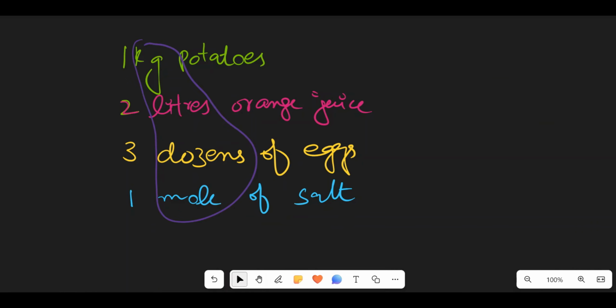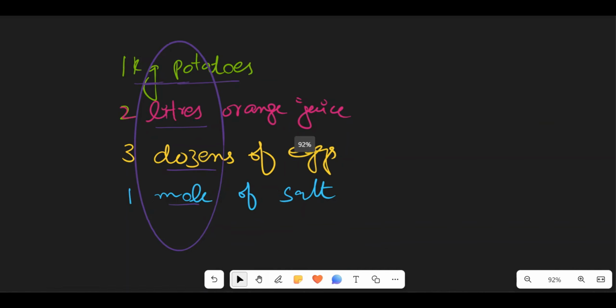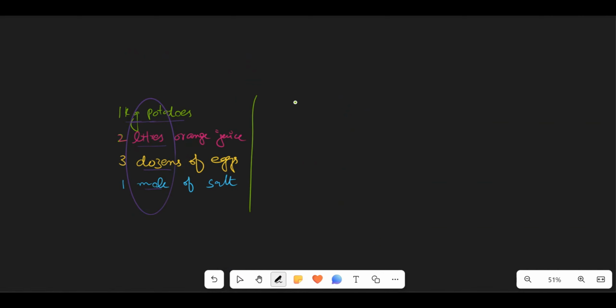I hope you got it clear. These are the units to measure things. Like kg is the unit to measure things in quantity, and the same is the case with liters, dozens, and mole. But why do we use the mole? We use the concept of mole in chemical language. Basically, 1 mole is equal to the molecular mass or atomic mass of that particular compound we are talking about.